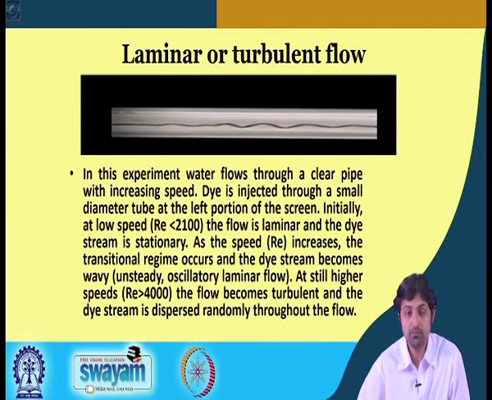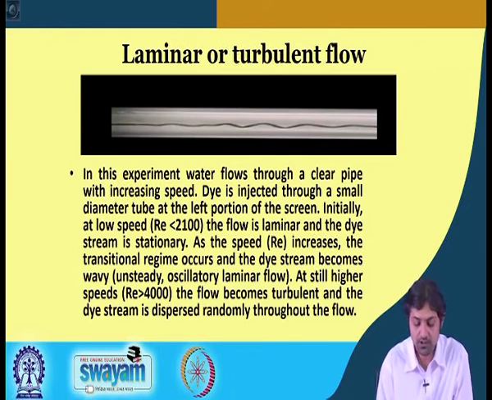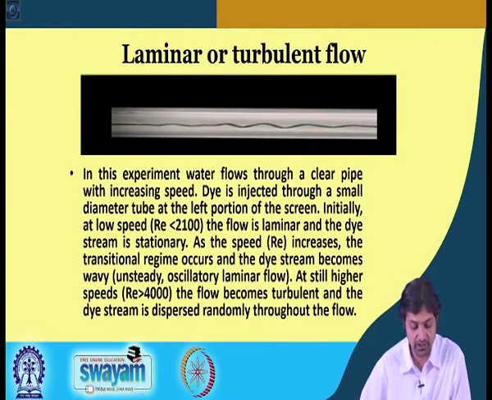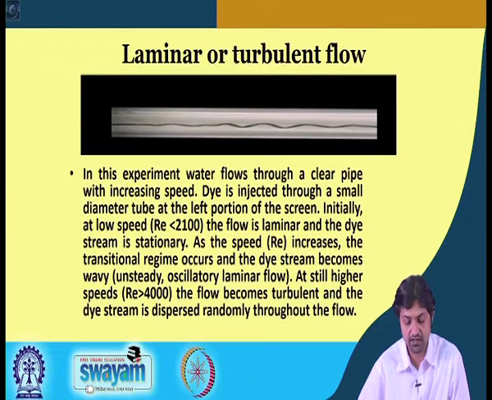Whereas if you keep the Reynolds number even higher, that is greater than 4000, or rather, you cannot control the Reynolds number just like that, what you do is you increase the speed. If you increase the speed, the flow becomes fully turbulent and the dye stream is dispersed randomly throughout the flow.